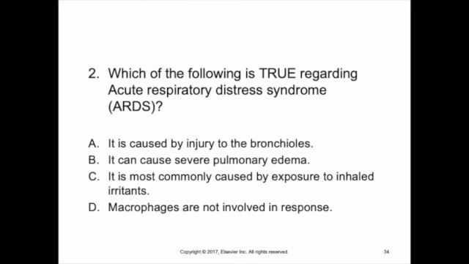Let's quickly test our knowledge regarding acute respiratory distress syndrome. Which of the following statements is true? The answer here is B, the connection with pulmonary edema and ARDS. Acute respiratory distress syndrome, characterized by the damage of the alveolar capillary membrane, will cause severe pulmonary edema, and the most common cause of ARDS is either sepsis or multiple types of trauma. Macrophages, neutrophils, complements, and endotoxins are indeed important mediators in ARDS. The answer here is B.